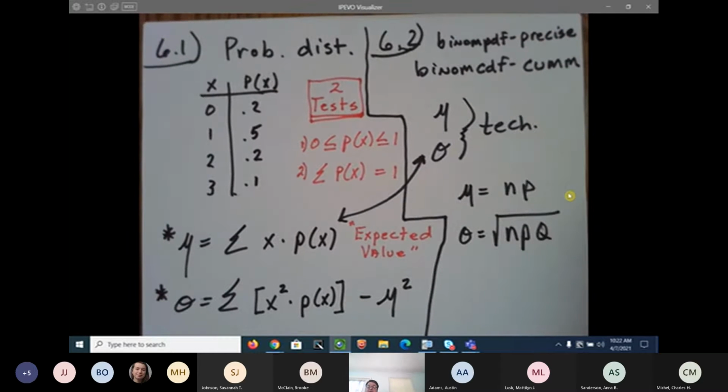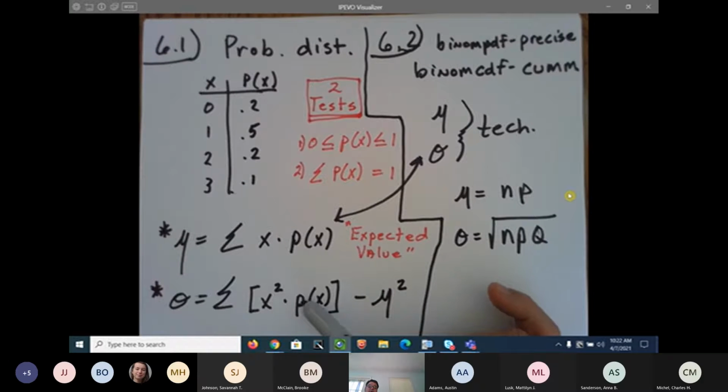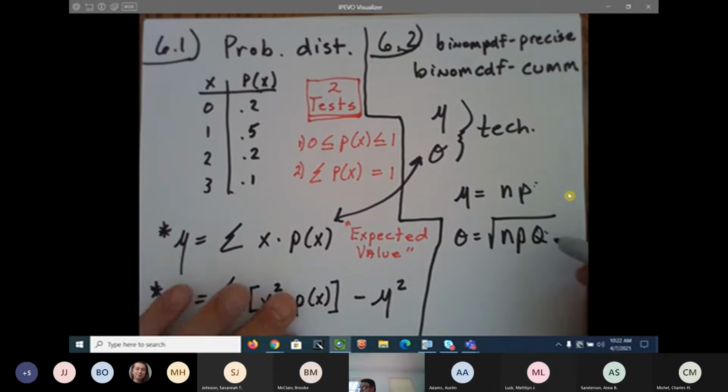So technically, this is all you're going to be doing in 6.2. You're going to be doing a couple of different keys on your calculator. You're going to be doing the things that you learned in 6.1, and you're going to be doing it by hand, just using n, p, and npq. And that's supposed to be a lowercase q there. And of course, q is the complement of p.